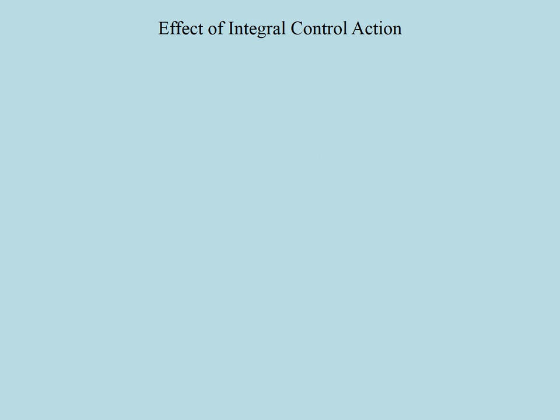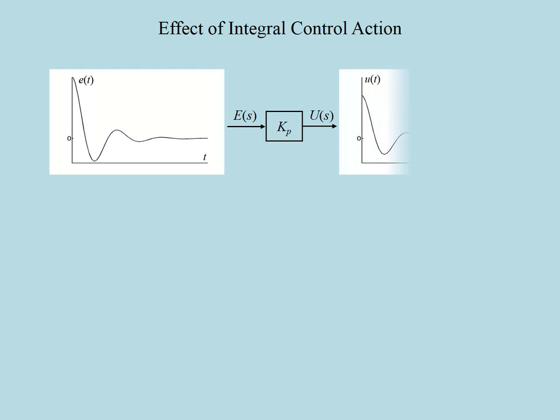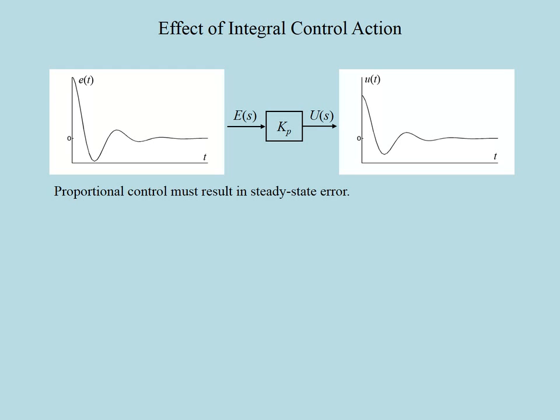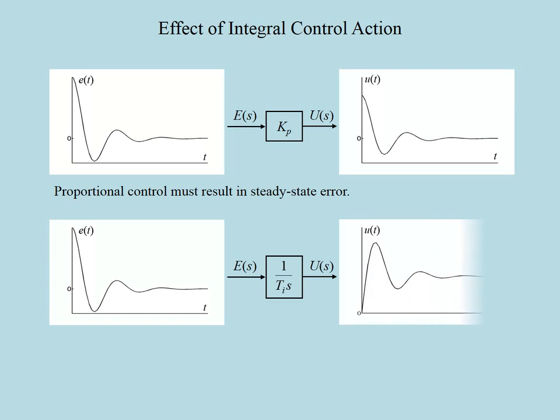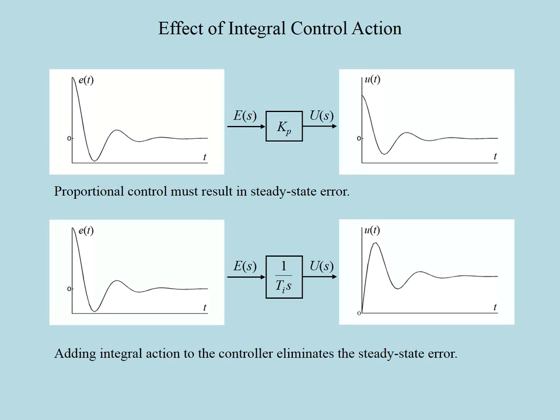Let us first start with a comparison of proportional and integral actions. For a system under proportional control, if the error signal would go to 0, the control signal would also converge to 0. But in a linear system, that would result in 0 output, which would lead to a contradiction for any non-zero reference input. Therefore, we conclude that proportional control must result in steady-state error in order to generate non-zero control action. On the other hand, for a system under integral control, even if the error converges to 0, a non-zero control signal can still be generated since the control signal depends on the integral of the error signal. Therefore, adding integral action to the controller eliminates the steady-state error.